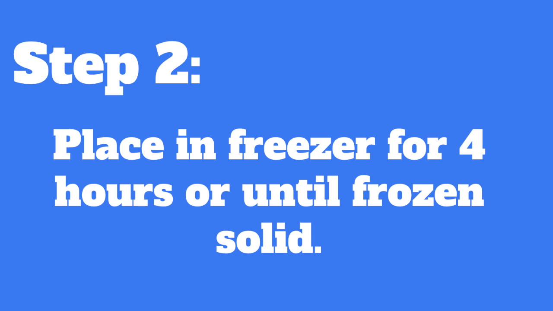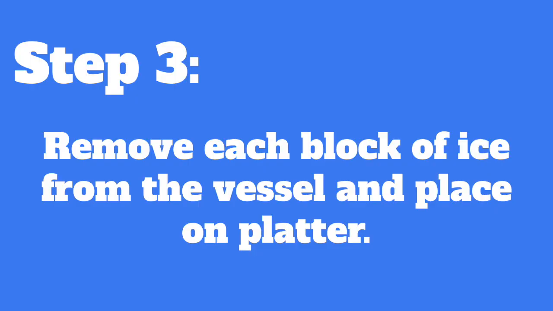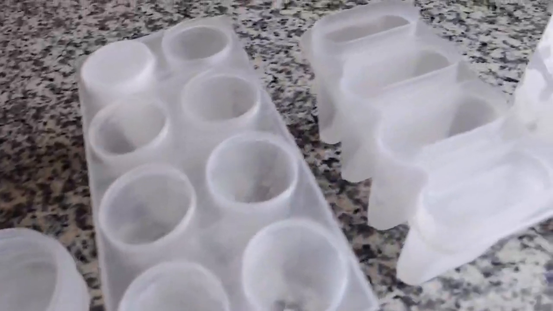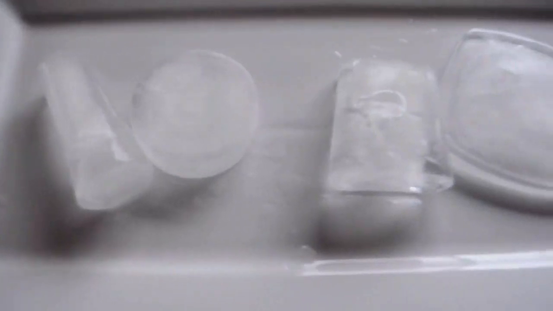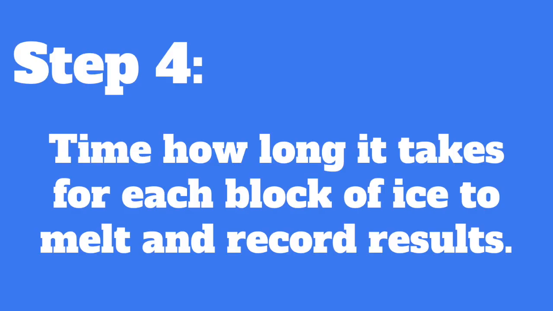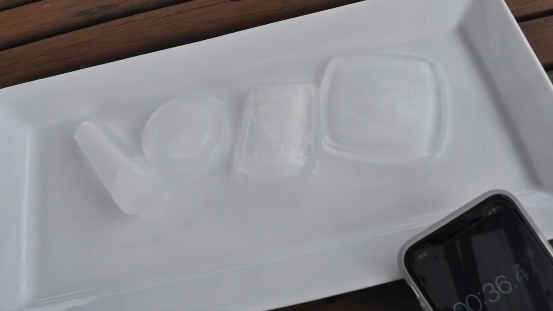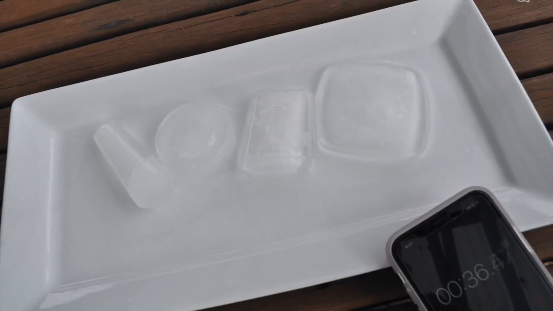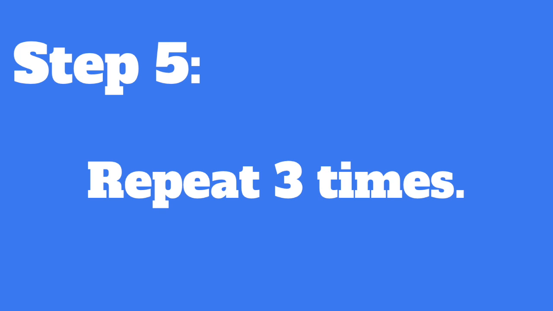Step 2. Place in freezer for 4 hours or until solid. Step 3. Remove each block of ice from the vessel and place on platter. Step 4. Time how long it takes for each block of ice to melt and record results. Step 5. Repeat 3 times.